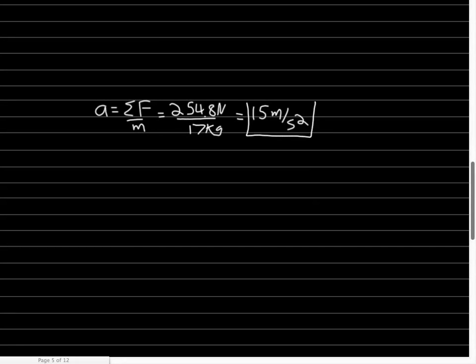Thus, finding the acceleration, acceleration is equal to net force divided by mass. So we have 254.8 newtons to the right divided by 17 kilograms. And you get out roughly 15 meters per second squared to the right. That's your final answer. Good work, guys.